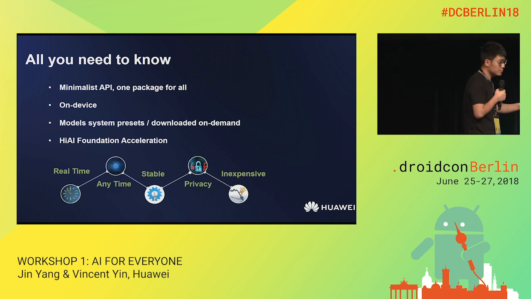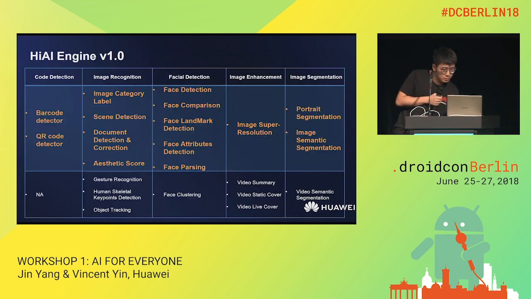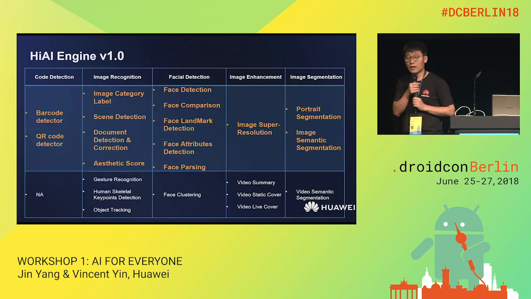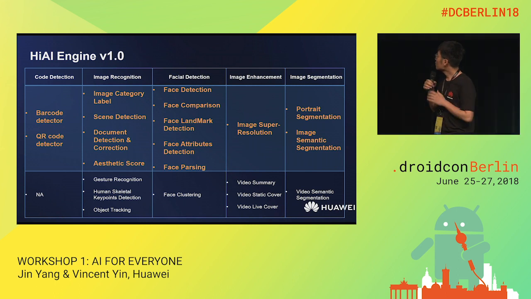And okay, here comes the Engine version 1.0. So the orange color means we already published the API. You can use it right now. Later, I will show you some developer website. You can just write your code here.